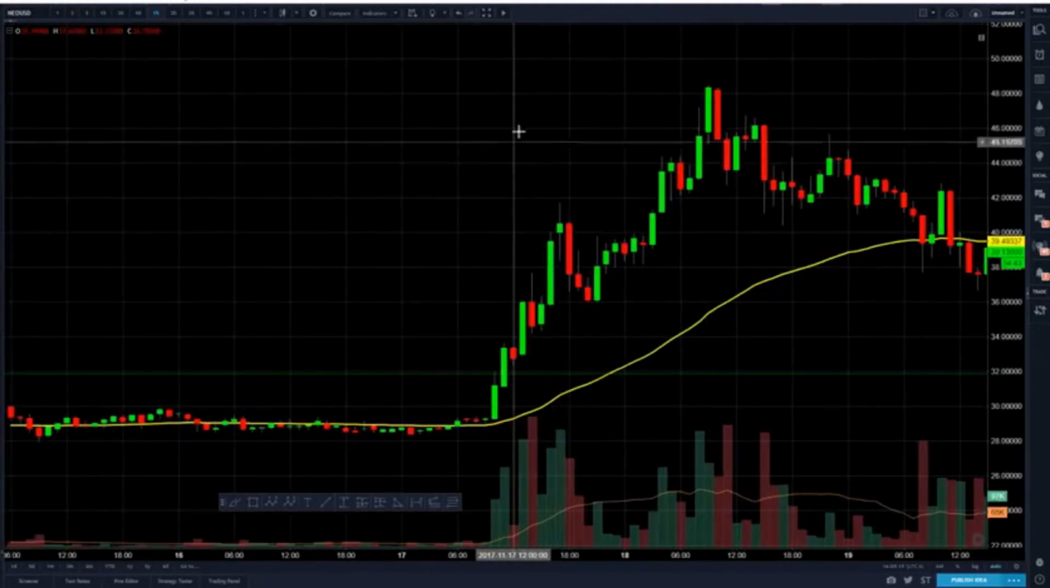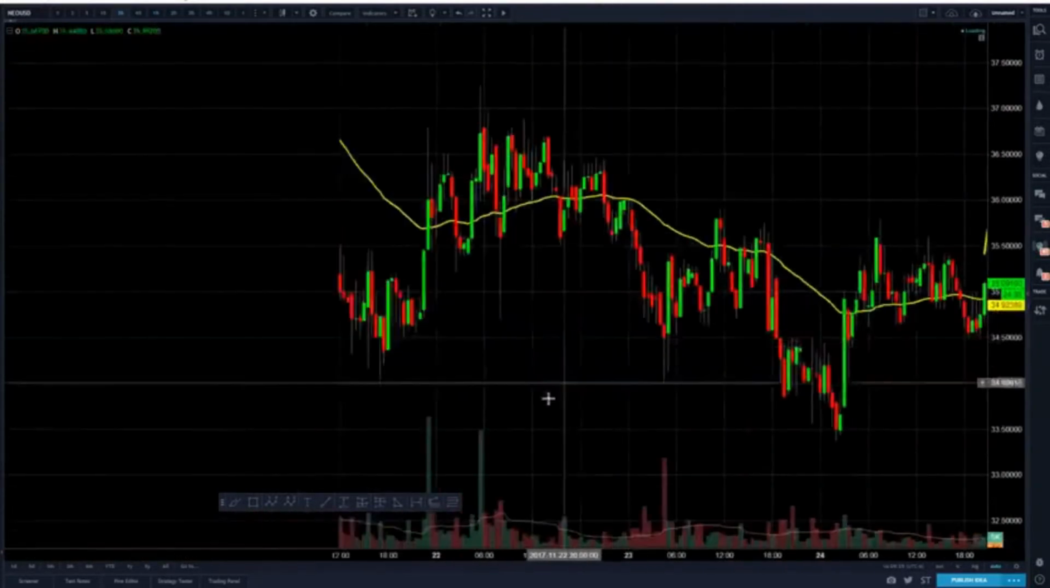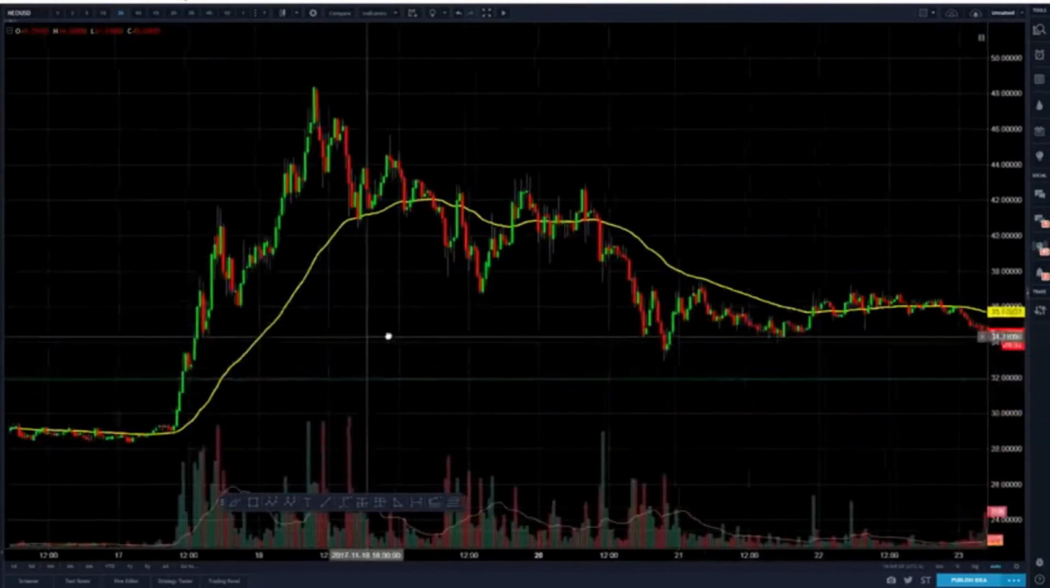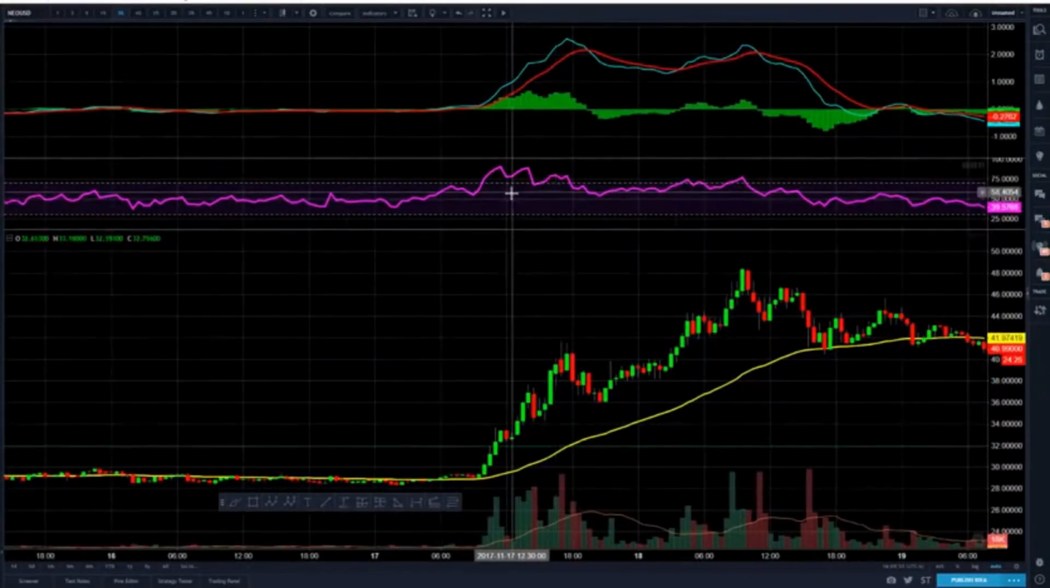Now, let me give you an example. Right now, we're looking at a Neo chart, okay? Now, let's go to a 30-minute chart right here, and we'll also get the RSI up here as well. Now, we need to establish some rules for RSI.